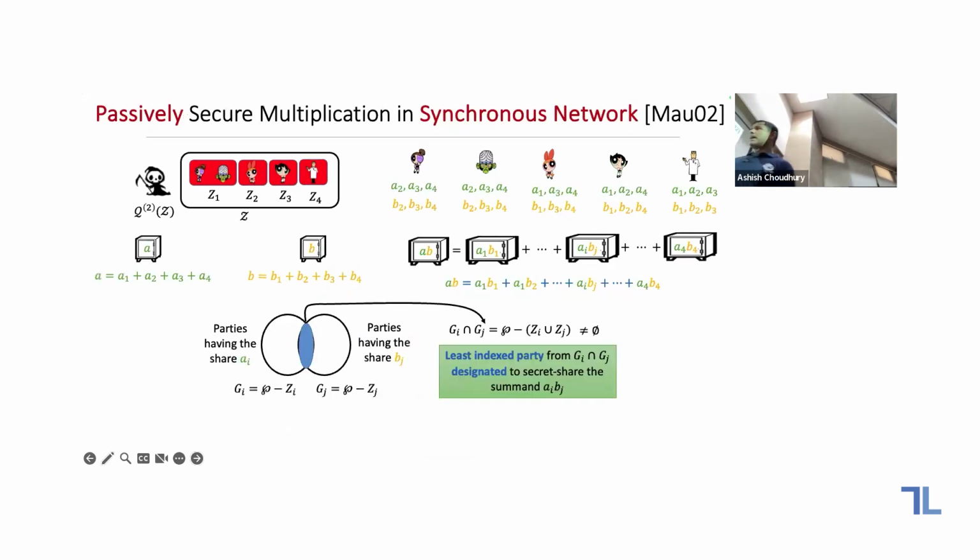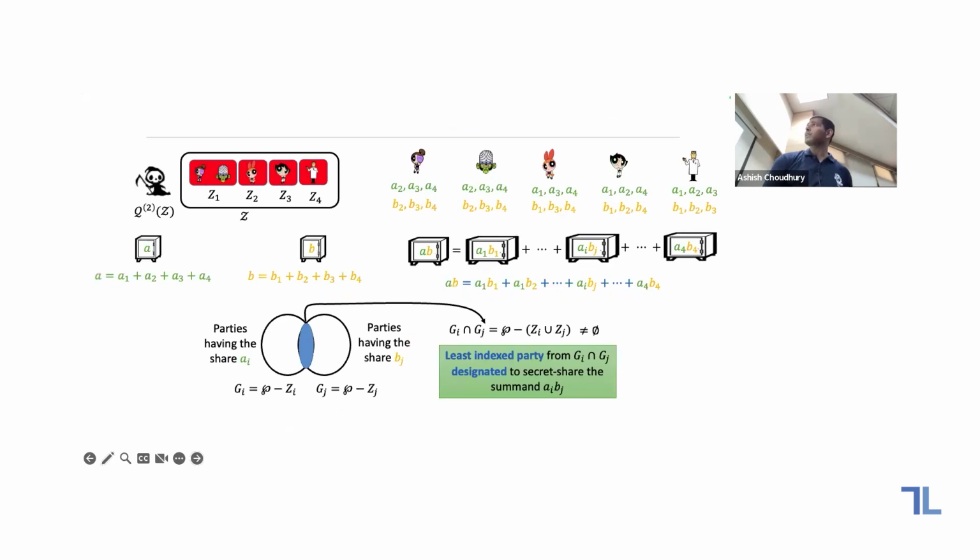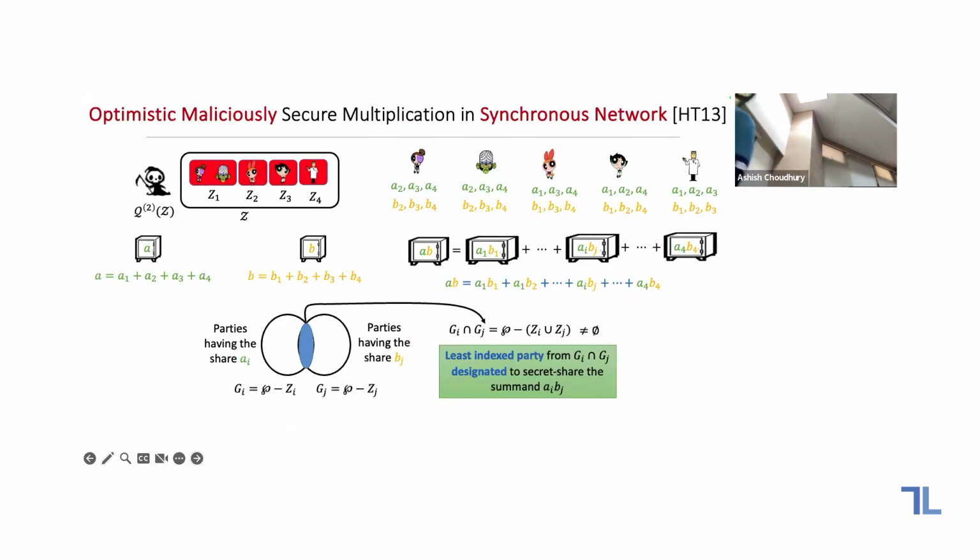But now suppose I try to take this protocol to the malicious setting, where the corrupt parties may deviate from the protocol instructions. Then this idea may not work, because the party to whom I am delegating to secret share Ai times Bj might be a corrupt party. It might add some delta value, or it might secret share just garbage. So how do we take care of this? Let me quickly give you an overview of how the work of Hirt et al. tackled this problem. They designed what we call an optimistic multiplication protocol.